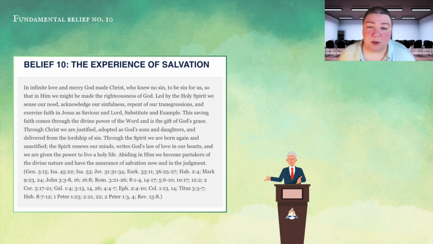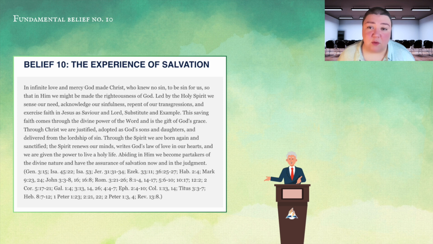Led by the Holy Spirit, we sense our need, acknowledge our sinfulness, repent of our transgressions, and exercise faith in Jesus as Savior and Lord, substitute and example. This saving faith comes through the divine power of the Word and is the gift of God's grace. Through Christ we are justified, adopted as God's sons and daughters, and delivered from the lordship of sin. Through the Spirit we are born again and sanctified.